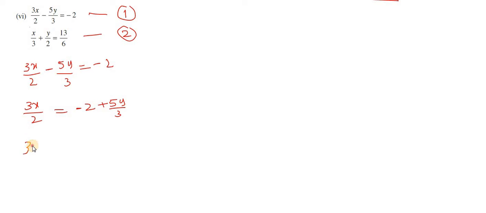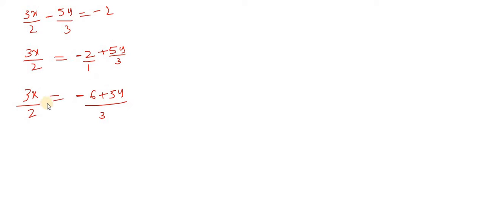So therefore here 3x by 2, which is equals to, simplify here, take the LCM or cross multiply. So you'll get minus 6 plus 5y divided by 3 ones are 3. So now simplify it further. So cross multiply. If you cross multiply, no need to multiply the denominator.